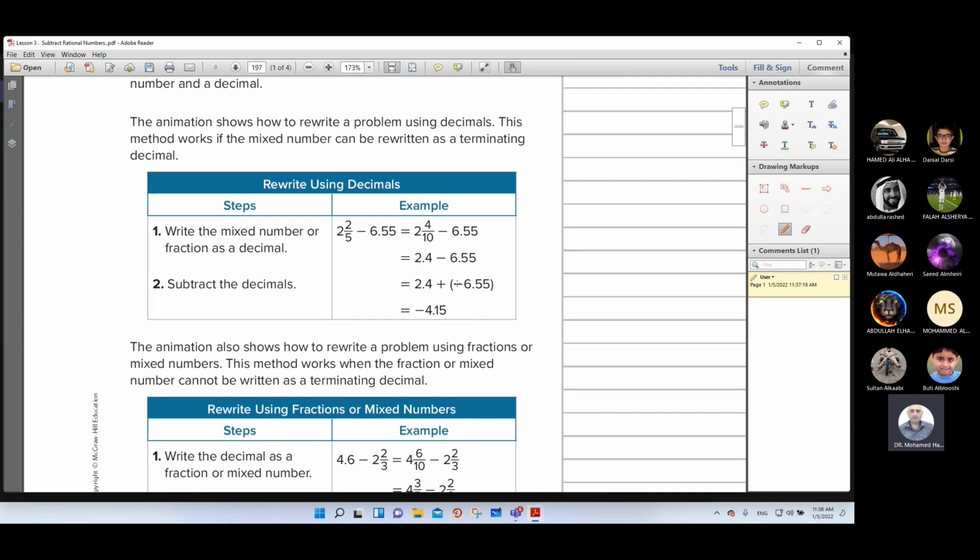The rule says take the sign of the bigger number, then subtract the two numbers: 6.55 minus 2.4. Put here 0, 5 minus 0 is 5, 5 minus 4 is 1. Put the point, then 6 minus 2 is 4. So the answer will be negative 4.15.